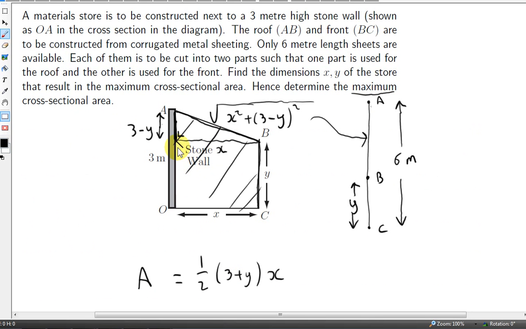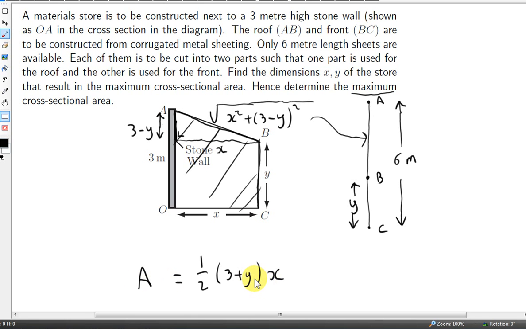Now, what about the cross-sectional area? Well, this is in the shape of a trapezium. That is a 4-sided figure with a pair of parallel sides. The area of any trapezium is half the sum of the parallel sides. That's half times 3 plus y in this case, times the perpendicular distance between the parallel sides, which is x.